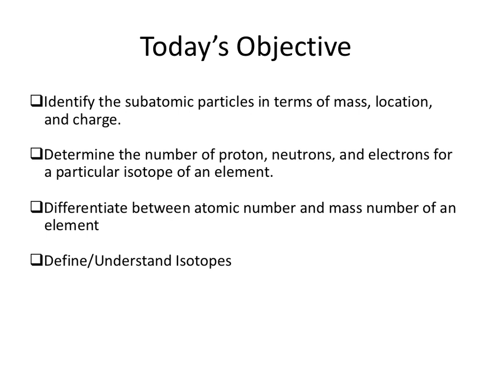After watching this video lecture, students will be able to identify all the subatomic particles, including their mass, location, and charge. Students will be able to determine the number of protons, neutrons, and electrons in a particular isotope of an element. Students will be able to differentiate between atomic number and mass number of specific elements, and students will be able to define and understand what isotopes are.